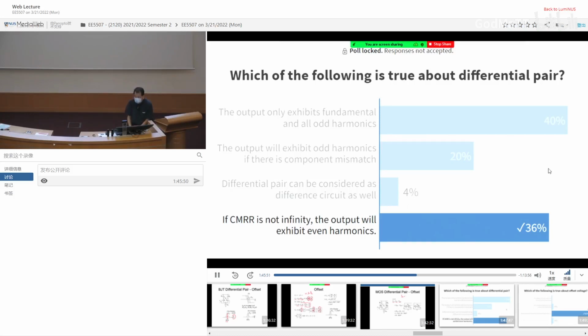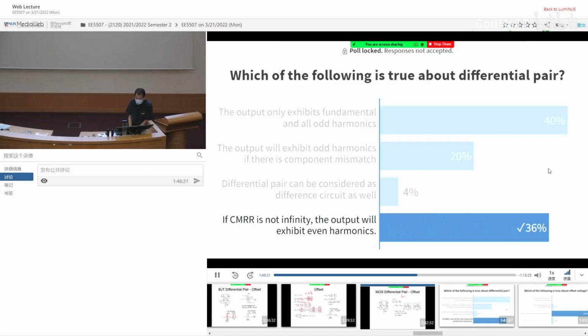This statement, you always have to understand the context. This statement is true if there is no mismatch. Right? So if you treat this statement as always true, it means that it should be true even with mismatch. But I keep stressing this is not true. If there's a mismatch, the even harmonics will be there. So the second one, I don't know why so many people chose it.